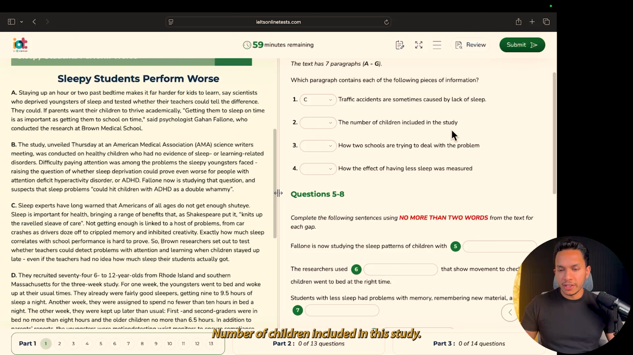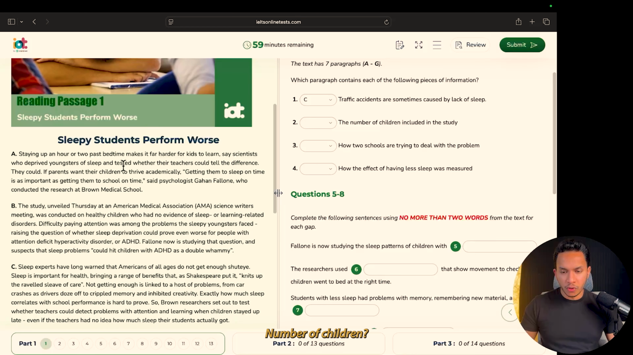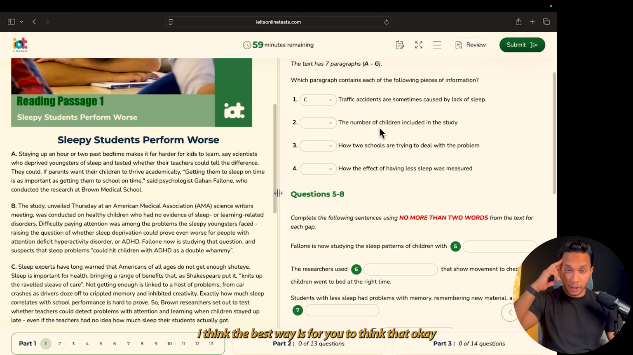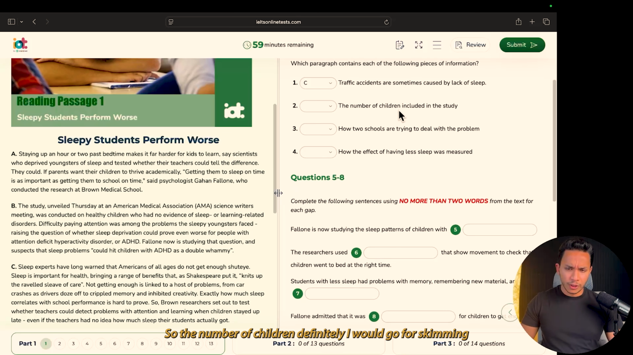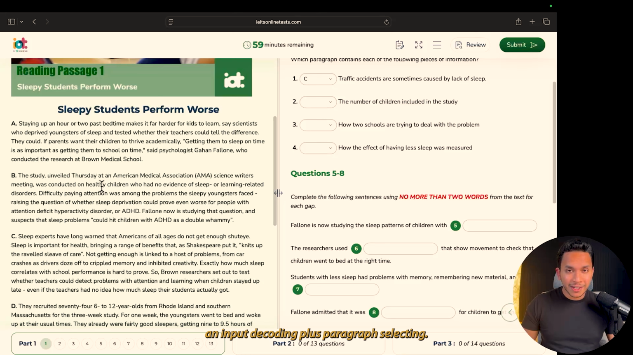Okay, number of children included in the study. I think the best way is for you to think, okay, should I be using skimming and input decoding, or should I be using paragraph selecting and eliminating? First of all, you want to go with the easiest strategy, which is skimming and input decoding. You have the keyword, noun or verb or anything that is relevant. You can just plug and play. So for the number of children, definitely I would go for skimming and input decoding plus paragraph selecting.